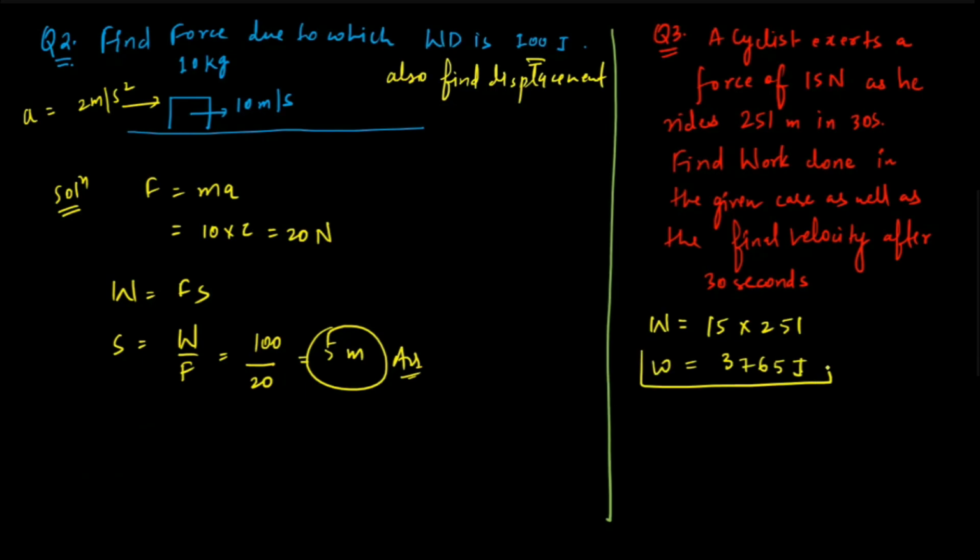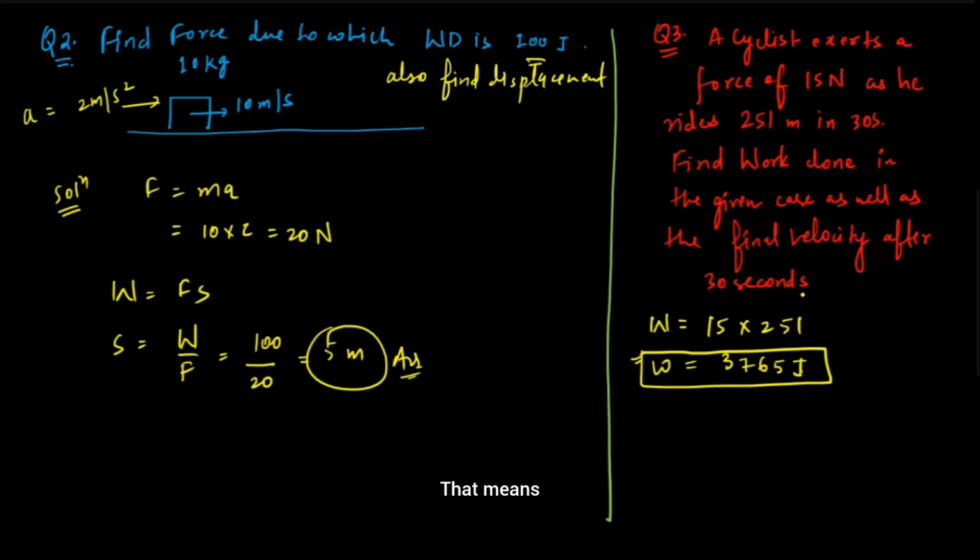So we got work here. Now the question says, what is the final velocity after 30 seconds? How can you find that? By simply using equations of motion. Okay. So you can use S equals ut plus 1/2 times a times t squared.